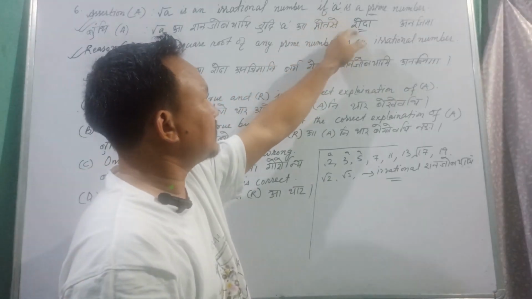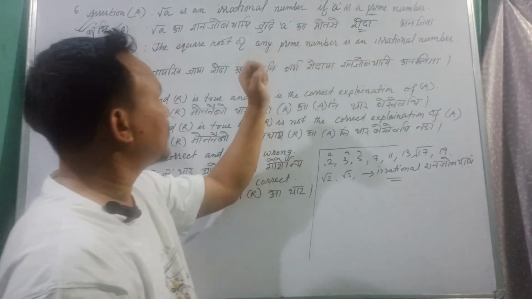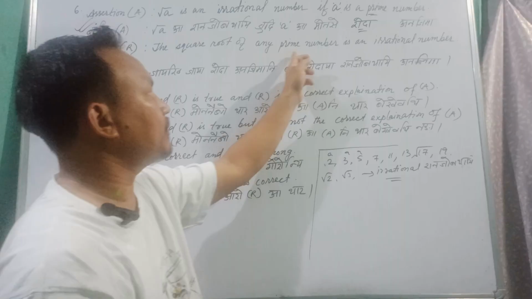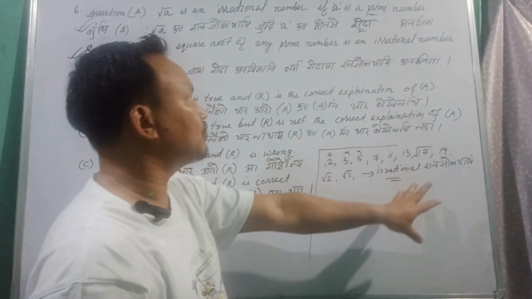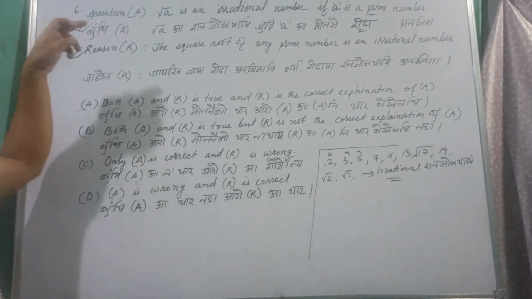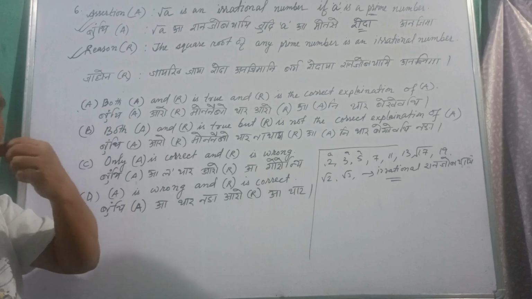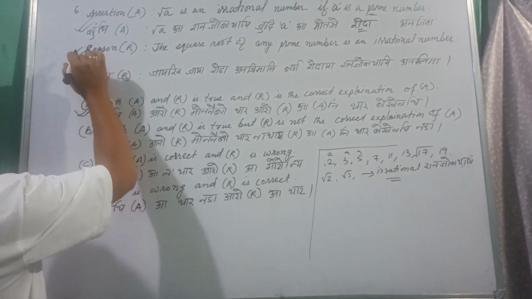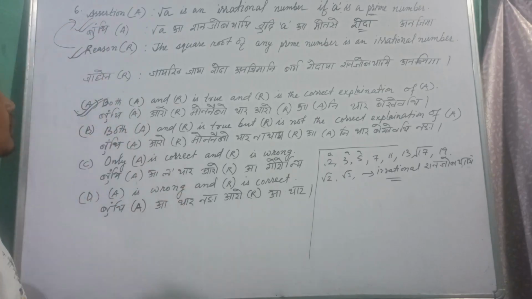It is said that if A is a prime number, it is irrational. And here it is explained that the square root of any prime number is irrational, which is in fact true. So that means this reason is linked to the assertion. That means the reason is explaining the assertion. Okay. So what we can write, which one is true? Both are true, and the reason is explaining the assertion.